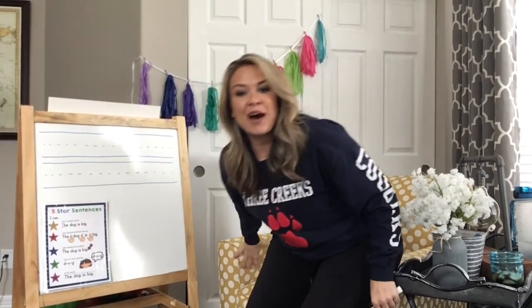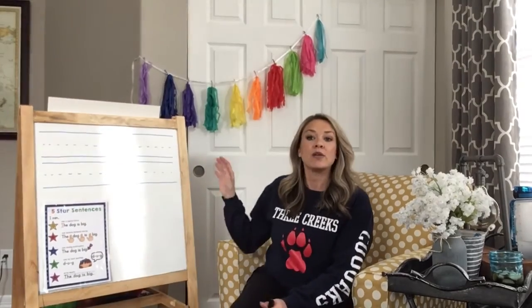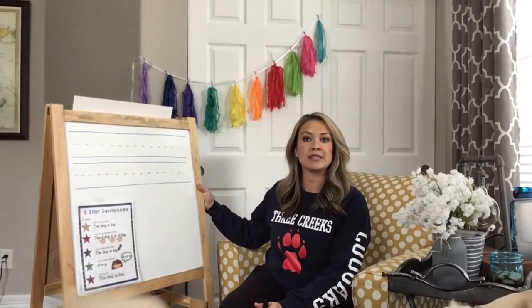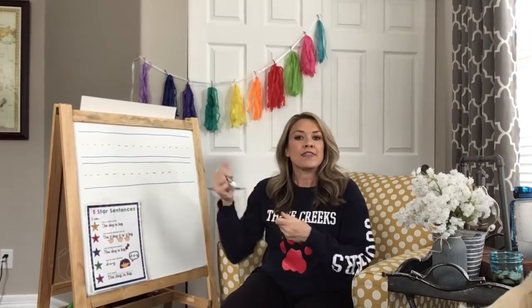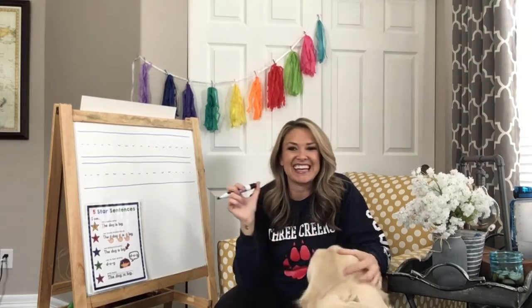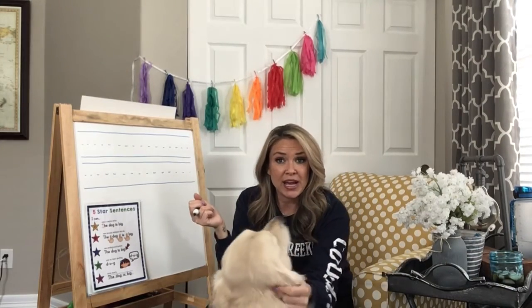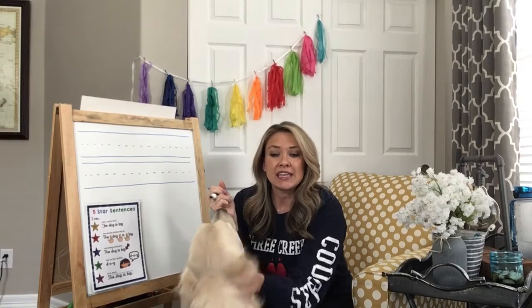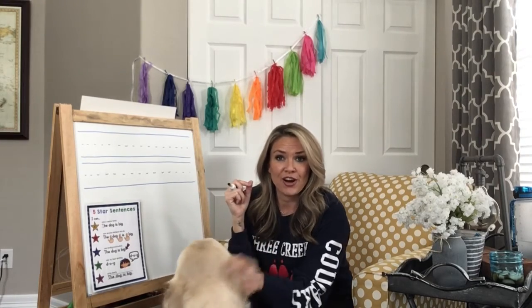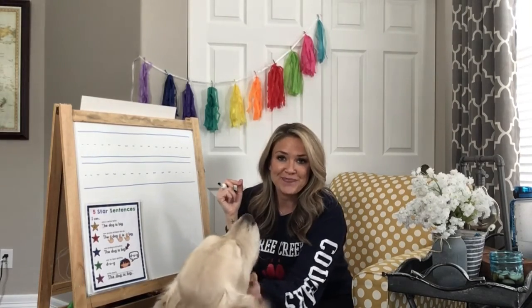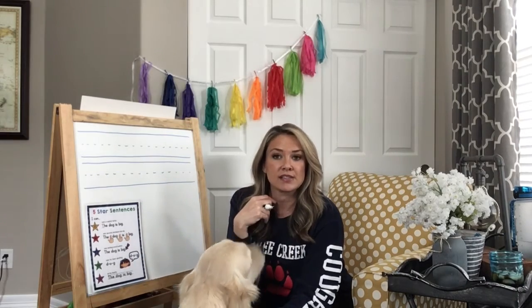Okay, so let's write a Fab Five sentence together. So you guys help me out. I think I'm going to write a fact that I learned from that last video. And that fact is that the sun is a star, right? The sun is our star, Earth's star. And we couldn't live without it. So I'm going to write the sentence, the sun is a star.